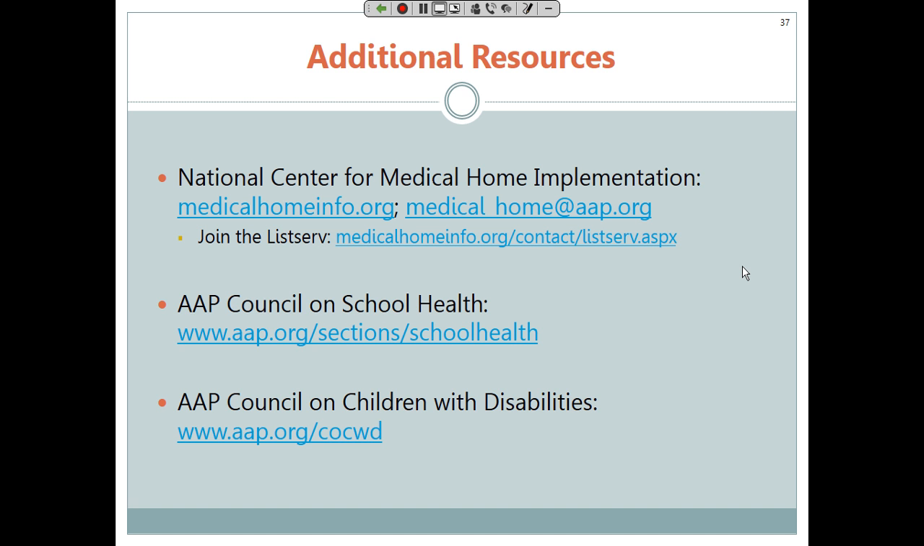And then I also just put links to the two Academy councils that work most closely with the school health and children with special needs population, the Council on School Health and the Council on Children with Disabilities.